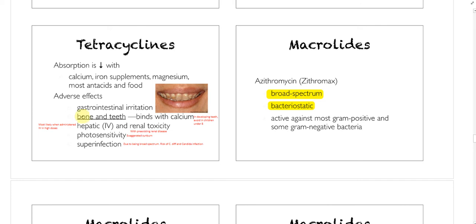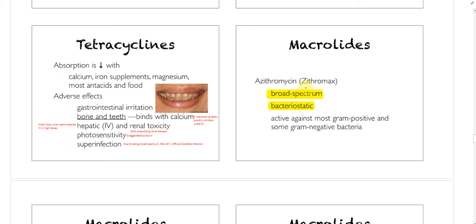And then there are the adverse effects: some GI irritation, the funky looking bone and teeth stuff. And if we're given the tetracycline via IV, then we can develop some hepatic and renal toxicity, more likely, of course, if they already have pre-existing renal disease. They can develop some exaggerated sunburn because of photosensitivity. And then because it is a broad spectrum antibiotic, there is a risk of superinfection.